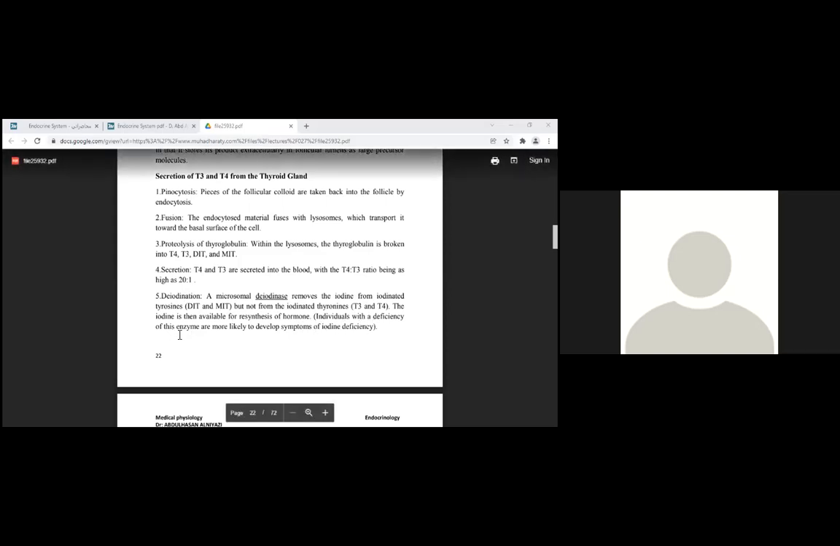Individuals with deficiency of this enzyme are more likely to develop iodine deficiency symptoms.